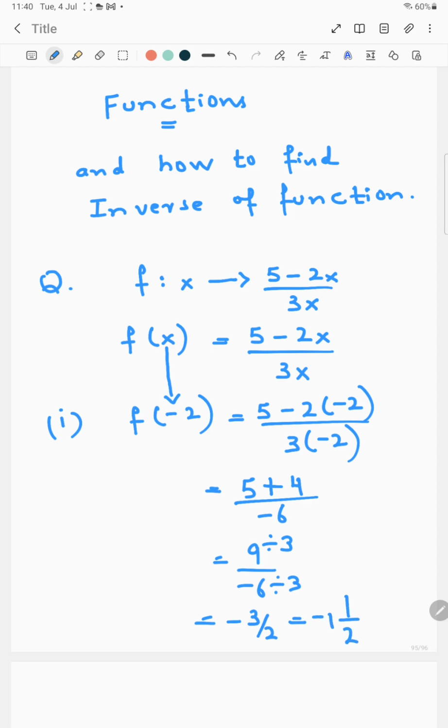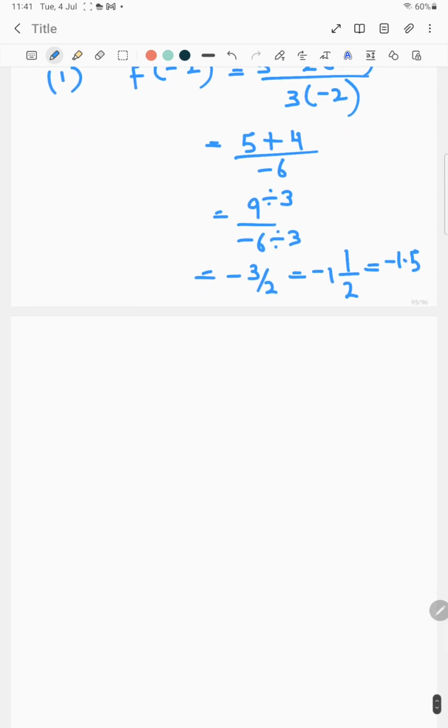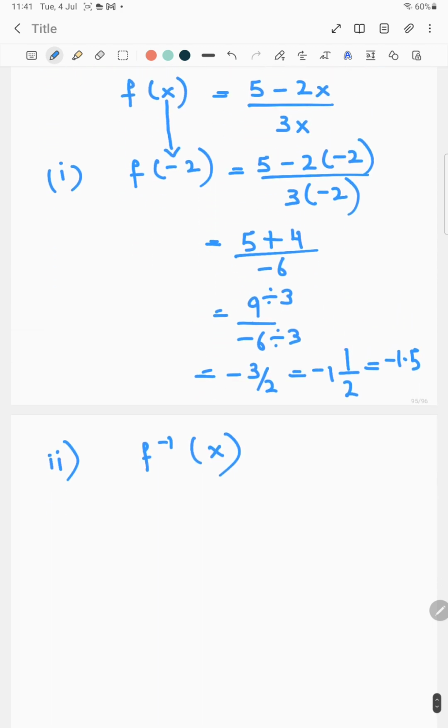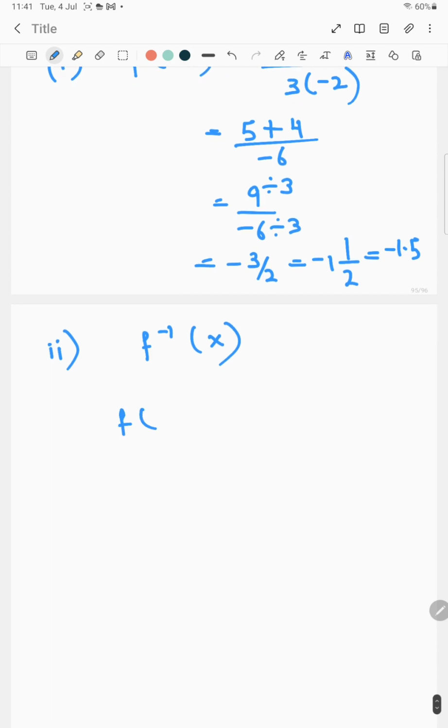if you want to give the answer in fraction, or if you want to give the answer in decimal form, you can give the answer in decimal form. Now in the second part, we have to find the inverse of the function. So first we will write the question again. f of x is equal to 5 minus 2x divided by 3x.